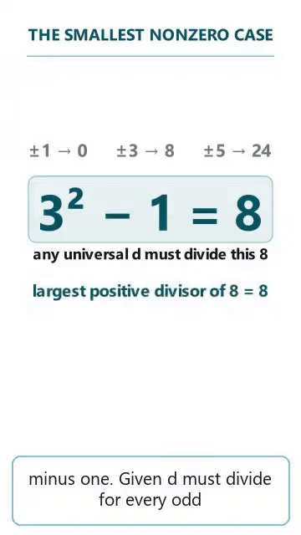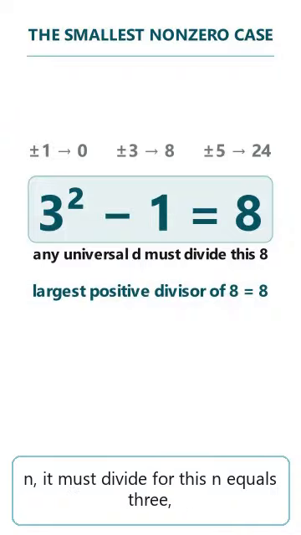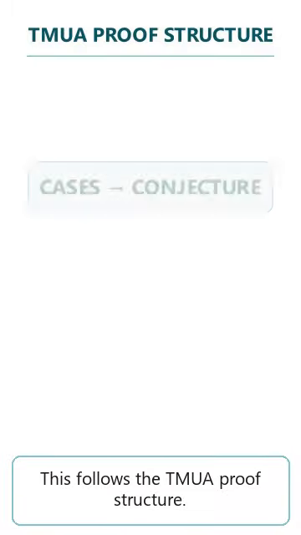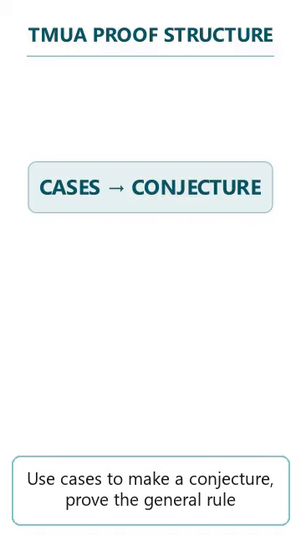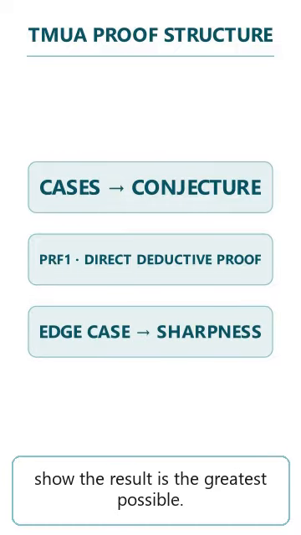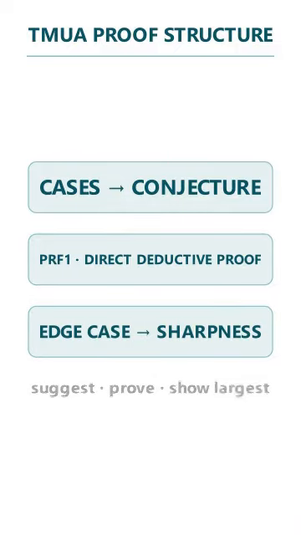Given d must divide for all n, it must divide for n equals 3, so the largest common divisor to them all is 8. This follows the TMUA proof structure. Use cases to make a conjecture. Prove the general rule by direct deduction, then handle the edge case and show the result is the greatest possible.